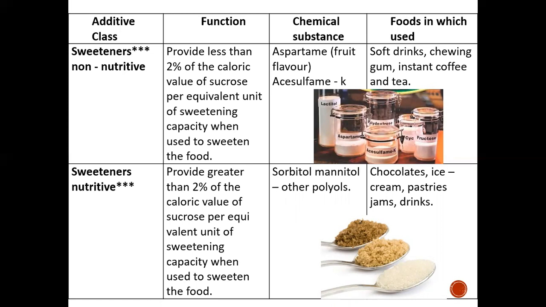So there are different non-nutritive sweeteners like aspartame, acesulfame, etc. They are used in soft drinks like Diet Coke or Diet Pepsi, in which these non-nutritive sweeteners are used. Sweeteners can also be nutritive, that is, they provide a really small amount of calories, like sorbitol, which is from natural sources. Sorbitol, the polyols, etc., are also used in certain chocolates, ice creams, etc.